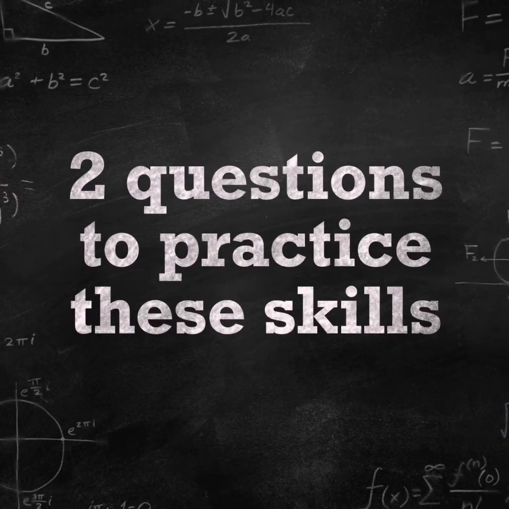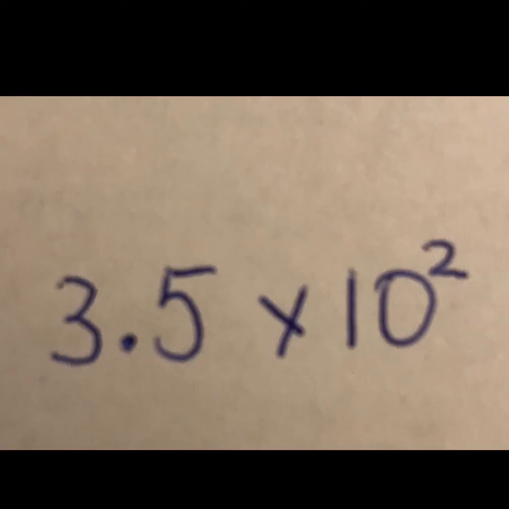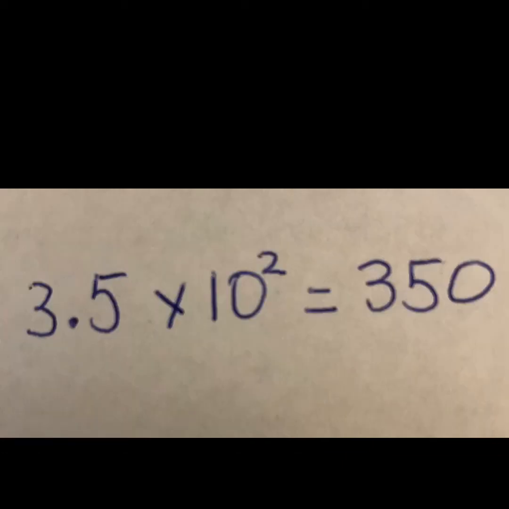Now we'll have a go at 2 questions to practice these skills that we've just learnt. The first one we'll have a go at is 3.5 times 10 to the power of 2. Press pause on the video until you've worked out what you think the answer should be. The answer is 350. I hope you got it right. We've moved the decimal point 2 spots. So 3.5 times 10 to the power of 1 would be 35. And then 10 to the power of 2, we need to add a 0 to make it 350.